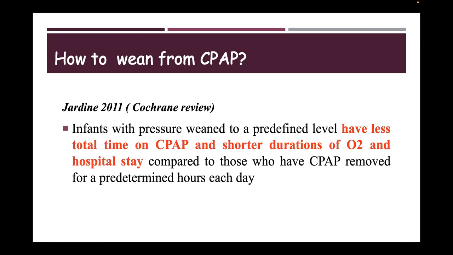Now coming to the weaning from the CPAP, there are two methods. Either pressure weaning, where we decrease the pressures gradually, and once we are on pressures of 4 to 5, we wean off. The other is called cyclic weaning, where we give off time from the CPAP. That is, we remove the CPAP for a few hours, and this duration is gradually increased.